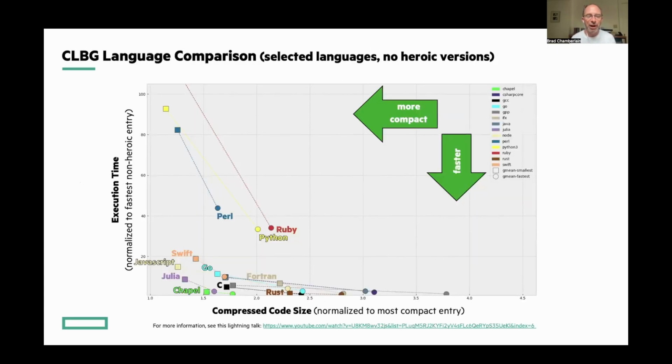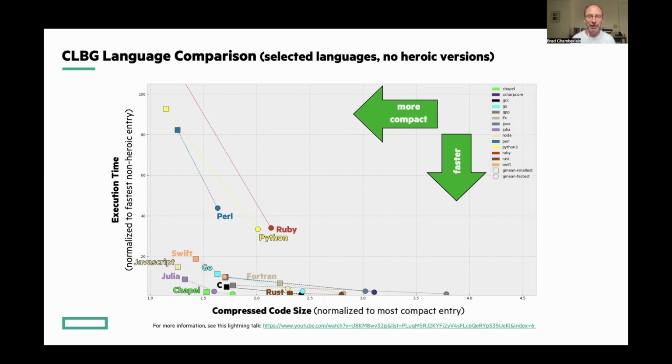When we talk about Chapel compared to other languages, one of the ways we compare them is using this scatter plot. There's a lot to take in here, but the main thing you need to know is the further a language is to the left here, the more compact its code is. And this is measured on a website called the Computer Language Benchmarks Game, where a bunch of languages write a bunch of versions of a set of about 10 benchmarks, and you can look at those in terms of how compact the code is or how fast it is.